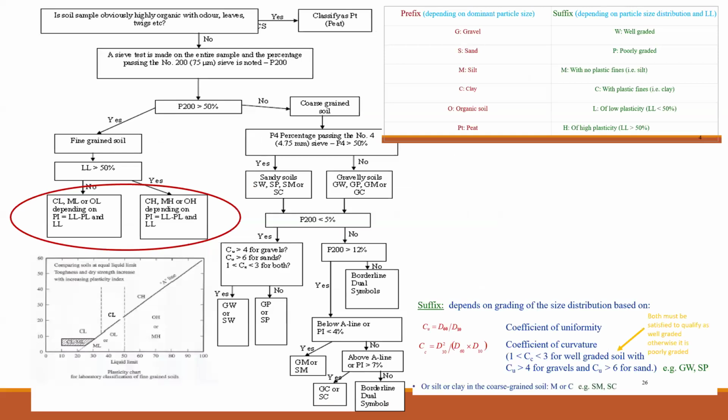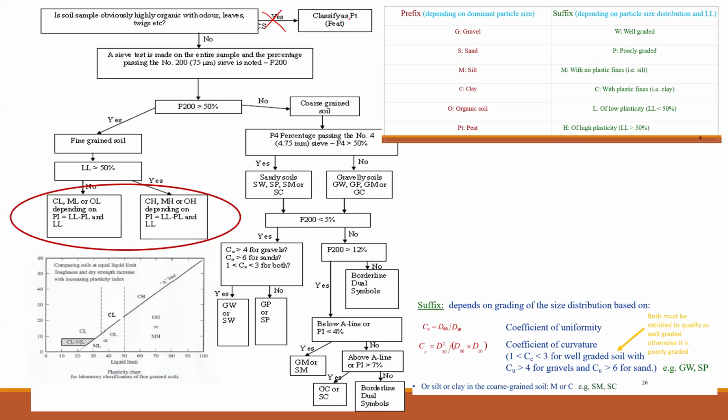So here we find out first, is the soil sample obviously highly organic with odor, leaves, twigs, etc. So here we are finding out whether the soil is peat or not. So we can see if this is a visual inspection. If they haven't mentioned about this stuff, we assume that it is not an organic soil. So we go with the no, and we are not going through this for many of your cases. Normally, we don't get organic soils.